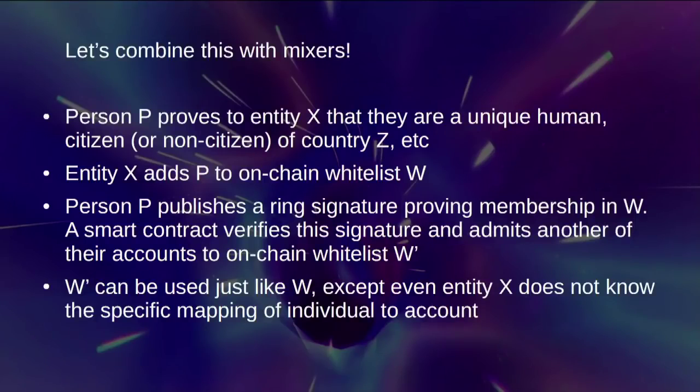So Walter has exactly the same properties as Willy, exactly the same membership as Willy, except even the entity that manages the entire system does not know the specific mapping of individual to account. So basically, this is the sort of thing that you can do with ring signatures, right? Basically, you can maintain a kind of Sybil resistance, you can prove membership in arbitrary sets, and you can do all of this basically without compromising privacy.